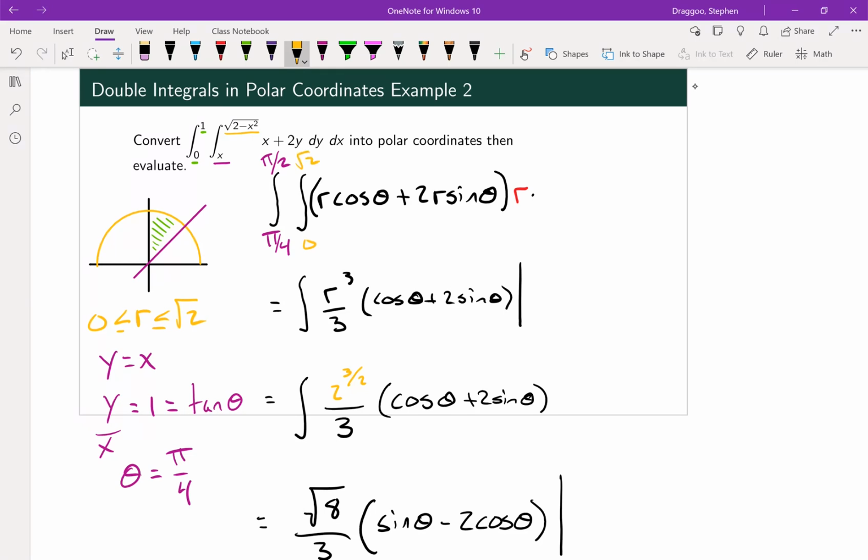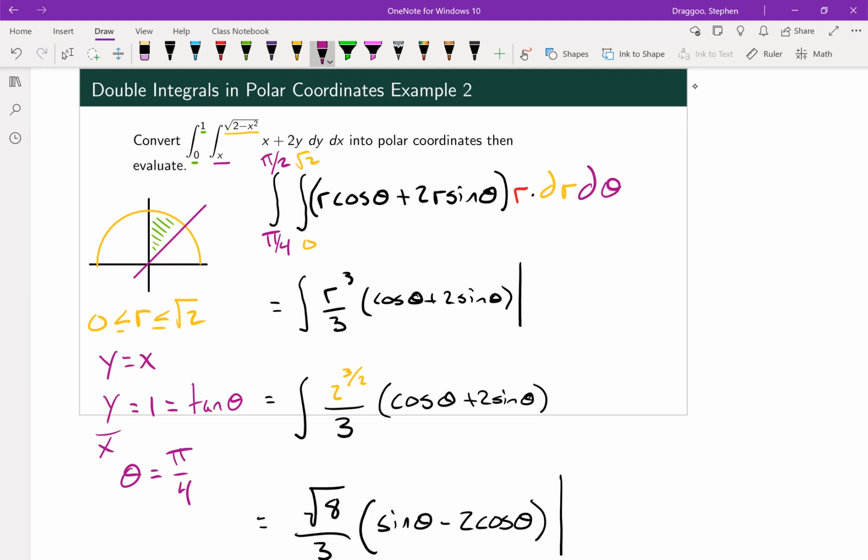And we'll change x and y into r cosine theta and r sine theta. So x plus 2y will be r cosine theta plus 2r sine theta, as has already been written out. And we'll want to change over our dA as well. So instead of dy dx, we'll want r times dr d theta. It looks like we're doing dr first, since that's what's set up on the inside.